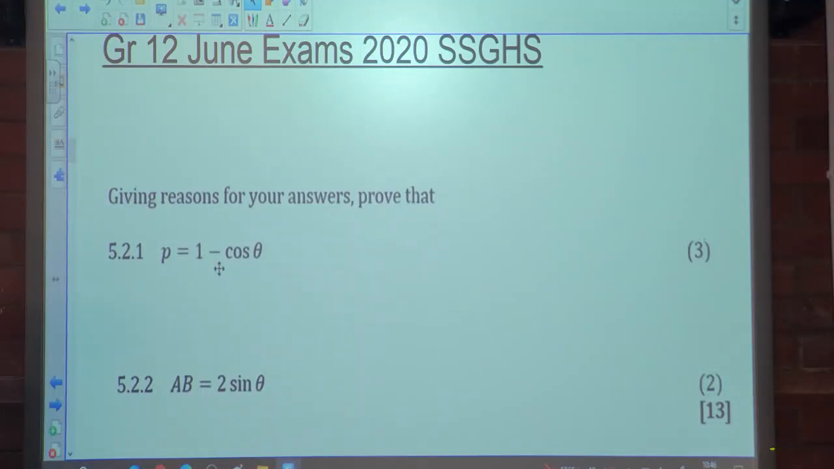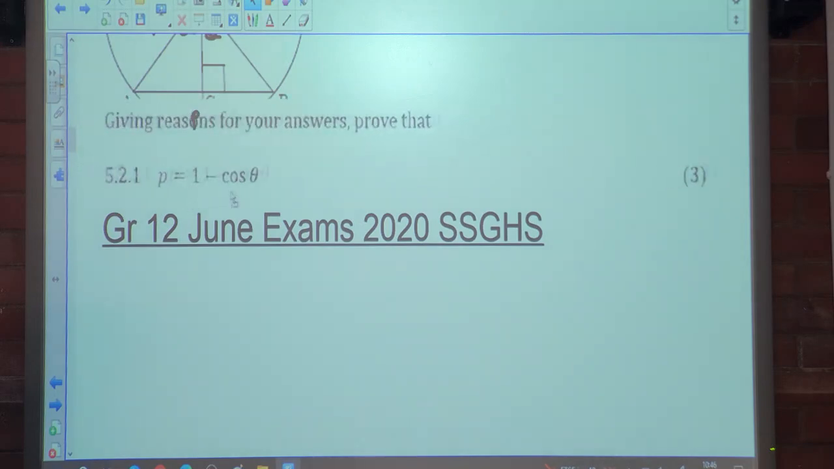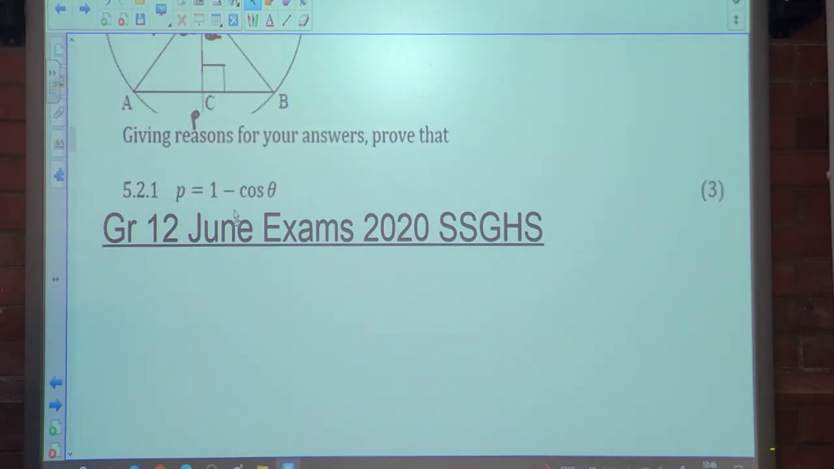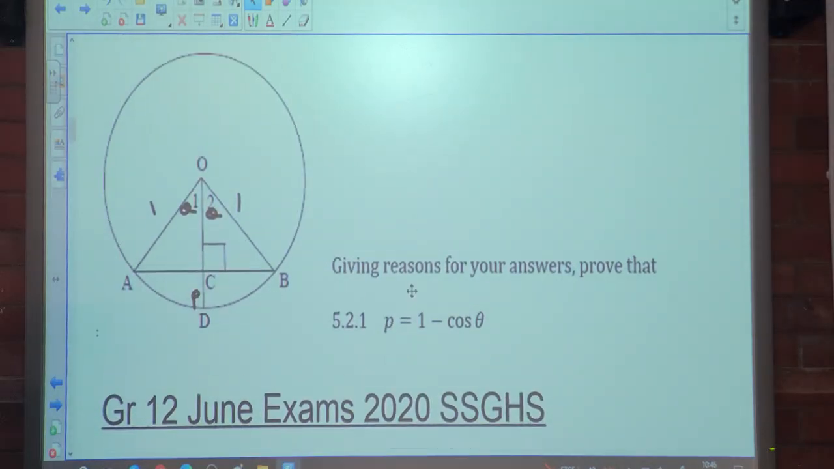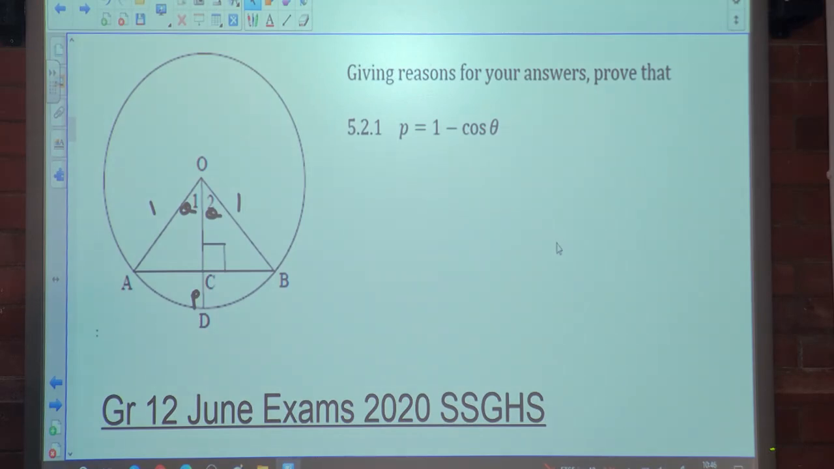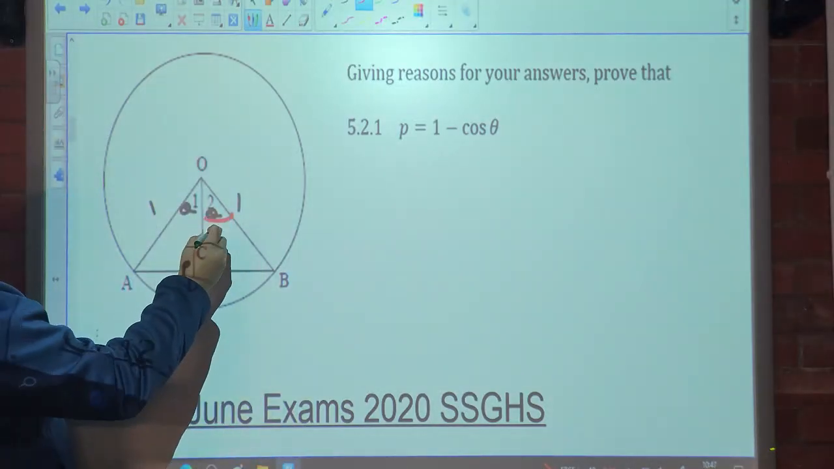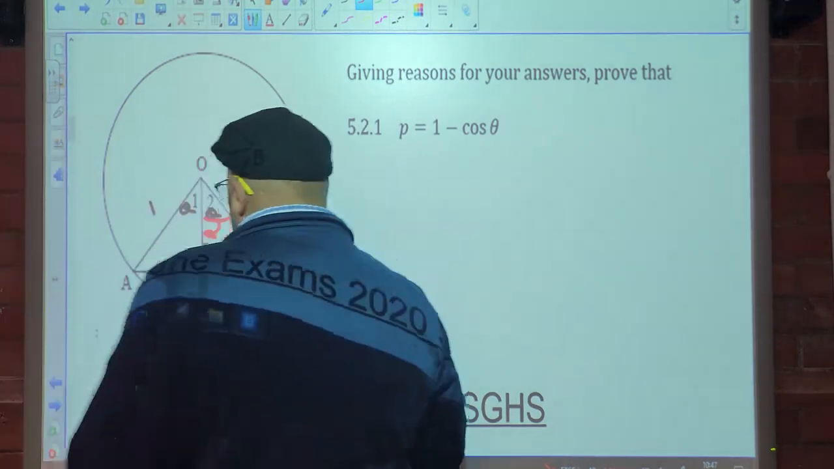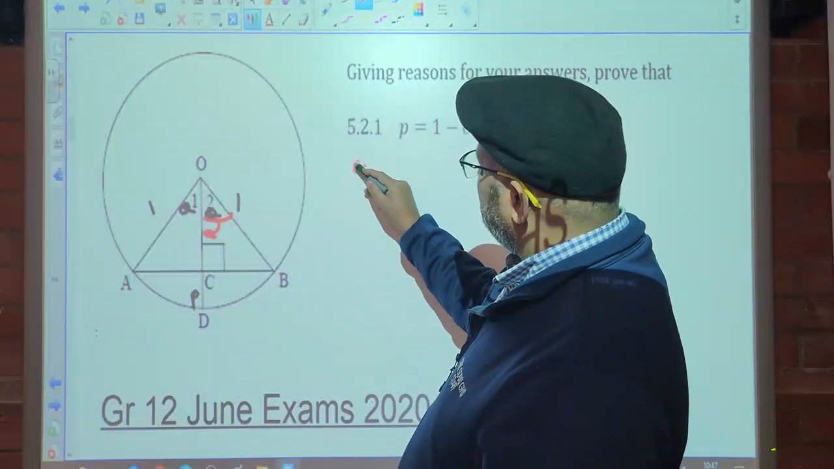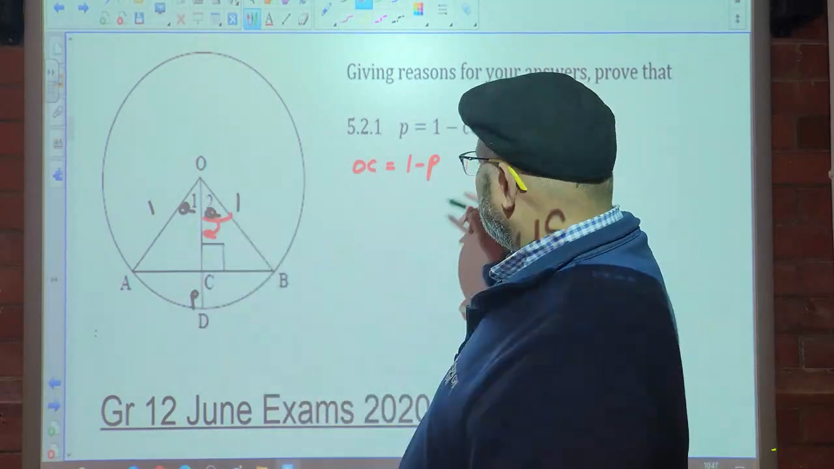First question. Give a reason for your answer. So it's as if you're busy with Euclidean. Prove that P is equal to 1 minus cos theta. So if you're looking at where theta lies, theta is here. Cos is adjacent over hypotenuse. So we know that OC is equal to 1 minus P. Why? Because the OD is your radius.